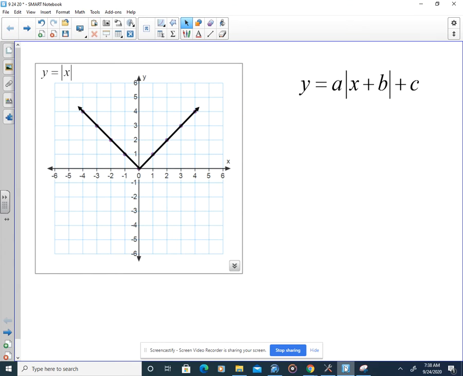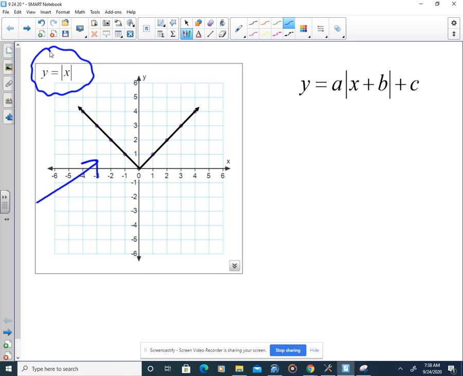Okay, well, today we're going to learn how to graph absolute value inequalities using what we already learned about transformations and linear inequalities. Remember, we have this family of graphs called the absolute value. And the most basic graph in that family is the equation y equals absolute value of x. And here's the graph of y equals the absolute value of x.